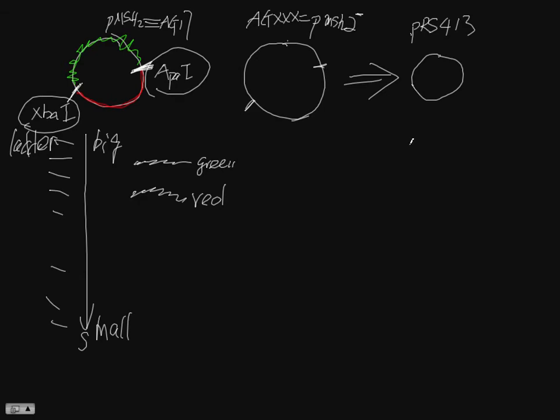For the empty vector, you should see a large band and then a tiny small band, because XbaI and ApaI are flanking the MSH2 insert on the plasmid carrying it. On the vector, the two enzymes are so close together. On the gel there are also two bands, but the first band is so small we can hardly see it. So that's the difference.